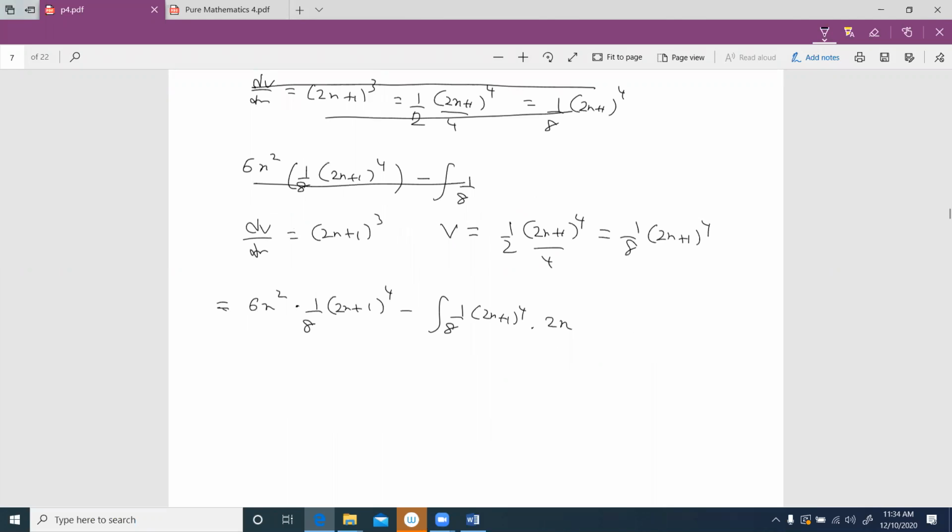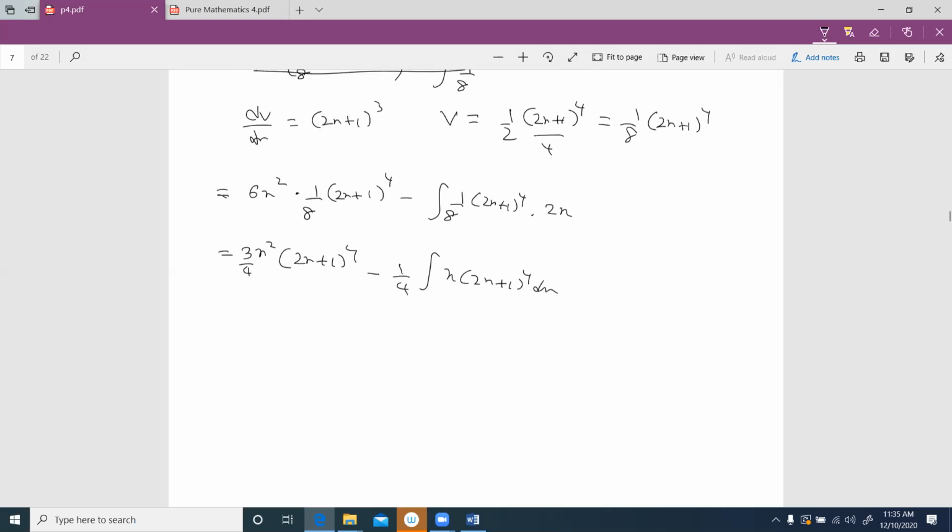Then this turns out to be 6 over 8, which is 3 over 4, x squared (2x plus 1) to the power 4, minus, 12 and 8 cancel to give 1 over 4 times the integration of x (2x plus 1) to the power 4 dx. Again, the differentiation of this is not available here, so you can use the uv formula for that. I'll consider u as x. Therefore, du by dx becomes 1. dv by dx equals (2x plus 1) to the power 4. Therefore, this turns out to be 1 over 2, (2x plus 1) to the power 5 over 5. Sorry, C comes at the end.